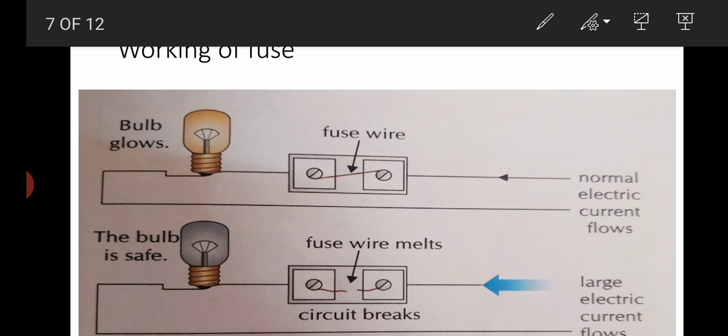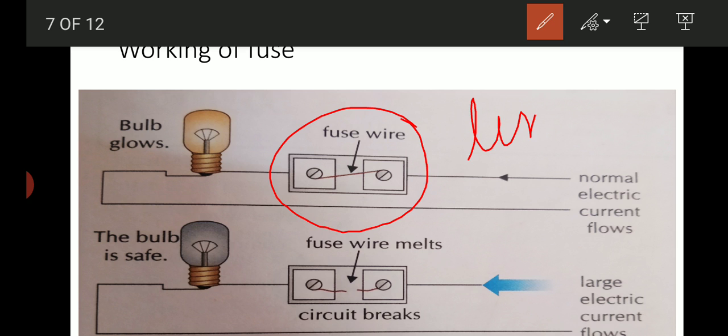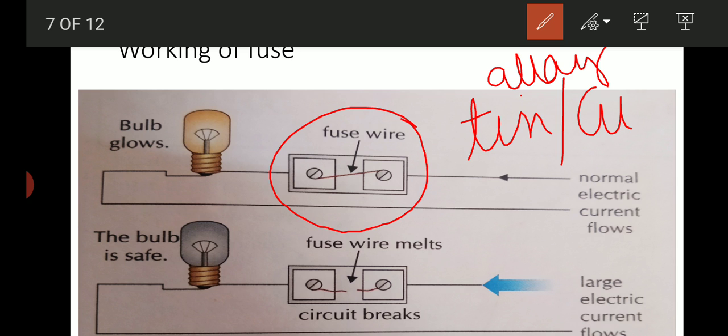Working of a fuse. How does a fuse work? A fuse consists of a piece of thin wire. You have generally seen that this is a fuse wire. It is generally a piece of thin wire. It is an alloy of tin and copper. Fuse wire is an alloy of tin and copper, which has a low melting point, and it is always connected in series with the electrical circuit.